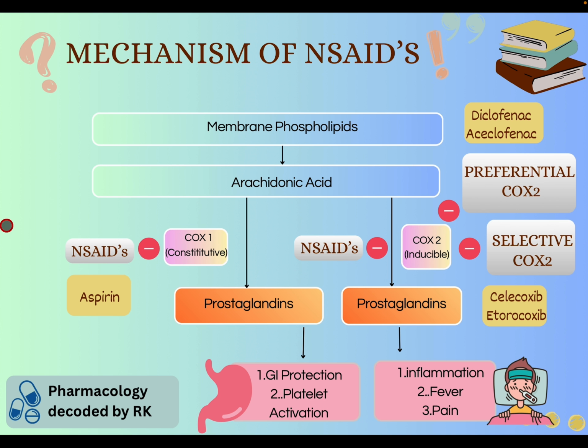So, among the non-steroidal anti-inflammatory drugs, aspirin can inhibit COX-1 as well as COX-2 because it is non-selective. Preferential COX-2 inhibitors will preferably inhibit COX-2 compared with COX-1, but the selective COX-2 inhibitors select only COX-2. I hope this visual breakdown helped you understand how non-steroidal anti-inflammatory drugs work.